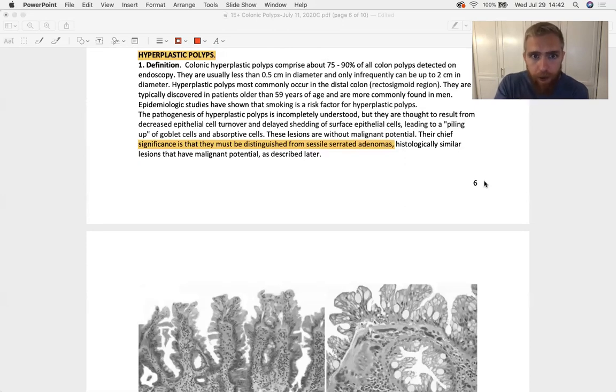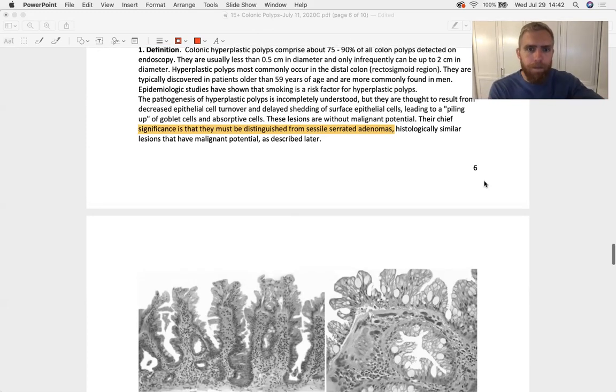The chief significance of colonic hyperplastic polyps is that they must be distinguished from sessile serrated adenomas, histologically similar lesions that have malignant potential. So you're going to see this one lesion on endoscopy and you're going to say, well, okay, that's pretty lumpy, bumpy on the outside. It could be one of two things. It could be benign or malignant. Indeed, the hyperplastic polyp is the benign version of what you're looking at, and the sessile serrated adenoma is the potentially malignant version. So you need to biopsy it and make the diagnosis. That's what this paragraph is saying.